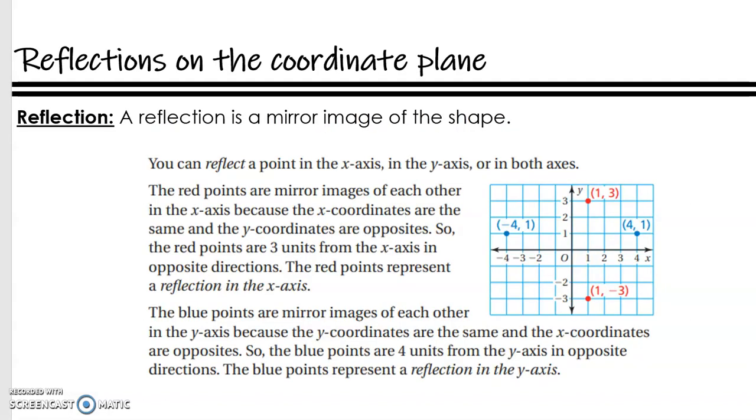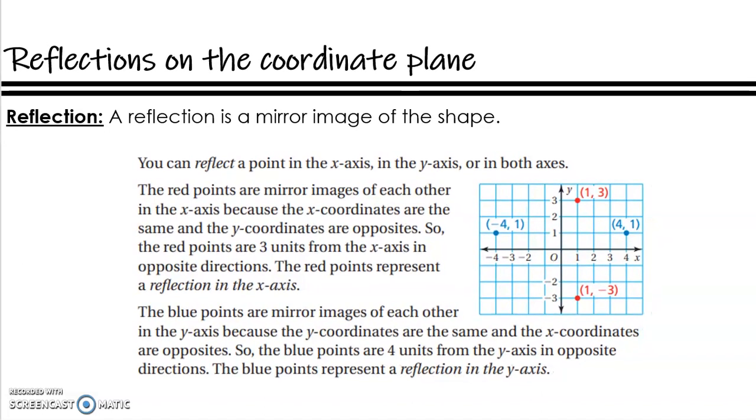A reflection is a mirror image of a shape. So think about when you look into the mirror, that is your reflection. You can reflect a point in the x-axis, in the y-axis, or in both. You can see that the red points are mirror images of each other, and you can see that they are reflected across the x-axis. The line between is called your reflective line. It's your point of reflection or line of reflection.